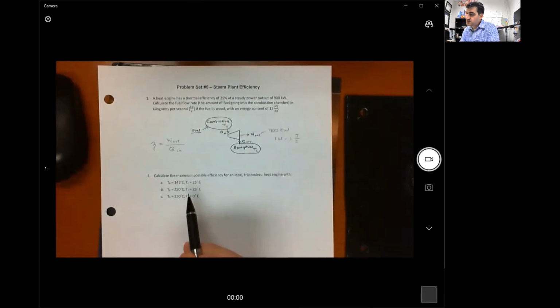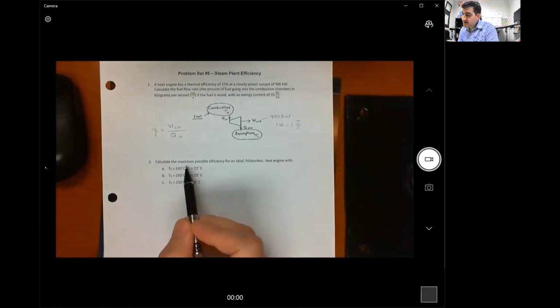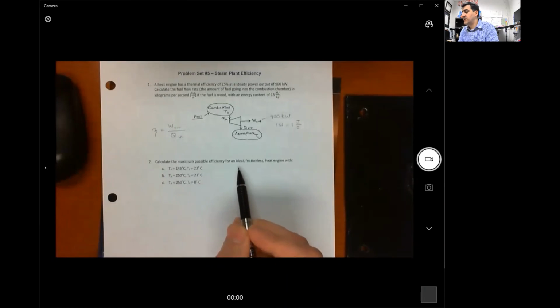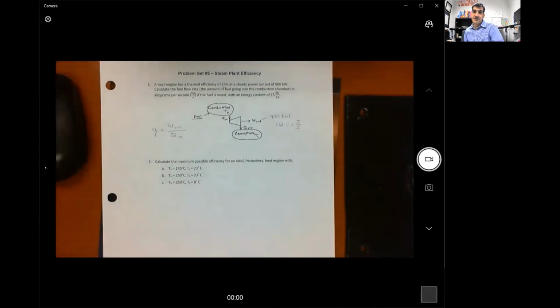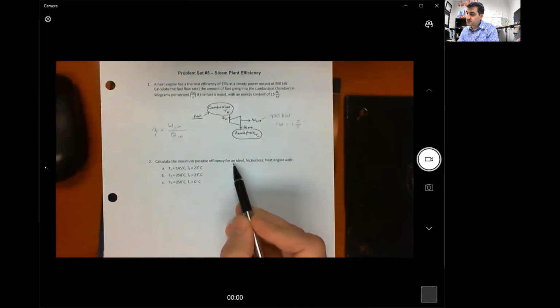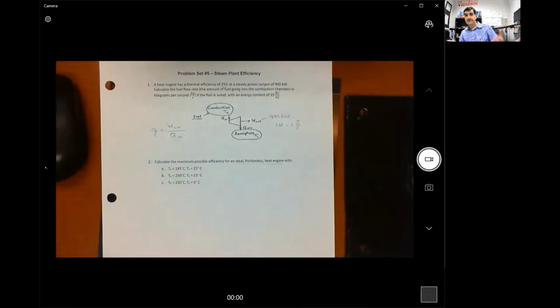And then in number two, this one is pretty straightforward. Calculate the maximum possible efficiency for an ideal frictionless heat engine. Well, we've been talking about that for most of the day today, and we've talked about it in previous classes as well. So what type of efficiency is this? What is the maximum theoretical efficiency? It's the Carnot efficiency, right? So we have an equation for that. And this is just plug and chug. You just have to plug and chug the numbers.